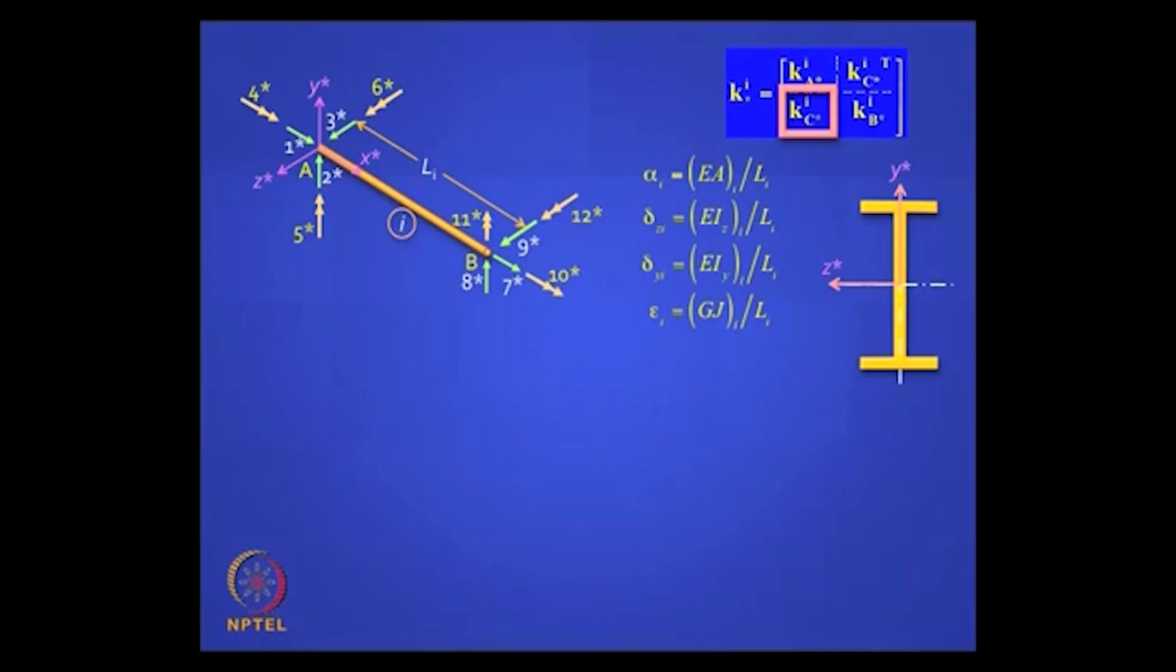This is now off diagonal. Okay. Kc star, will it also look like Ka star? What's the difference? He's right, there will be a minus to the axial stiffness, so EA by L will become minus EA by L, and there will also be a minus to the torsional stiffness, you will get minus GJ by L.